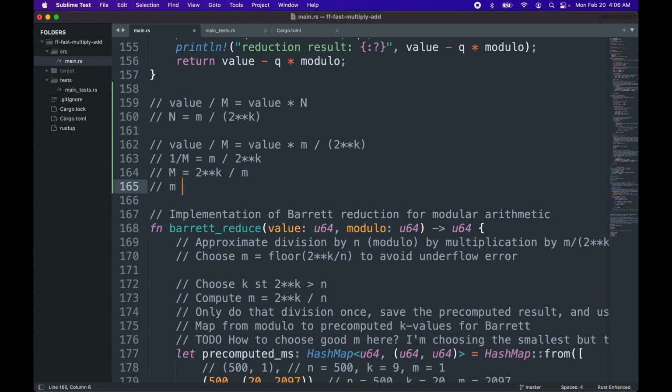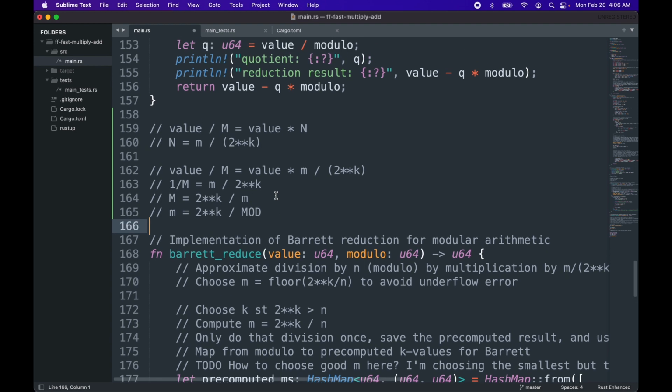This is a little bit confusing. It's 2 to the k divided by my mod. Again we have to do division, but we only have to do this once, and then we can make use of it for all future calculations, not just with this struct, but in general.